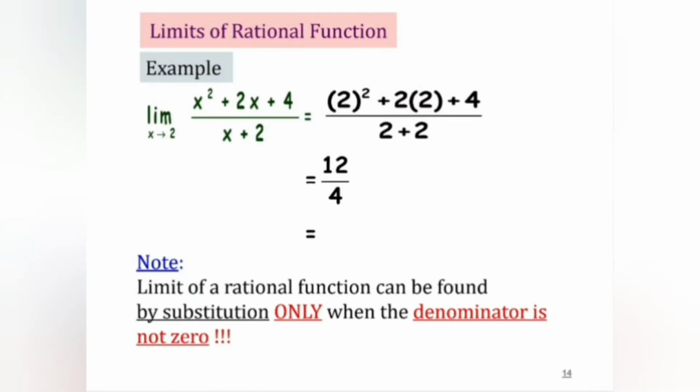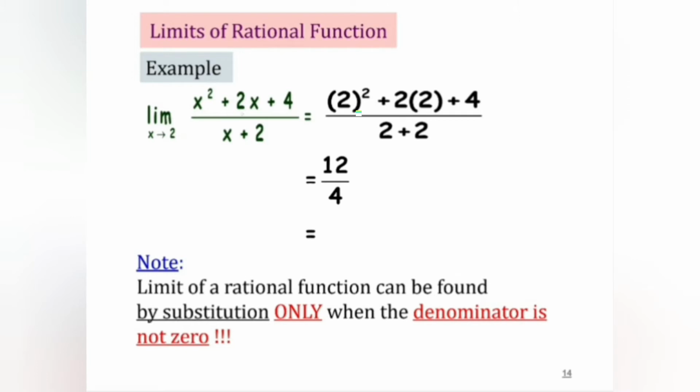In this video, you will learn how to find limits of rational functions where the numerator and denominator are zeros by using the method of factorization or multiplication of conjugates. First, we look at an example.